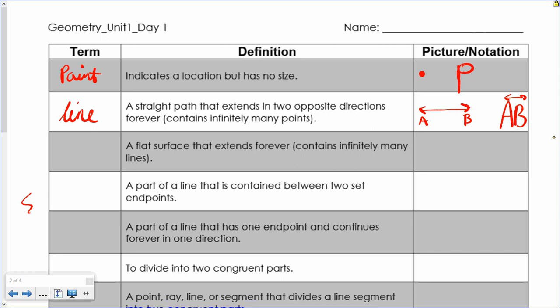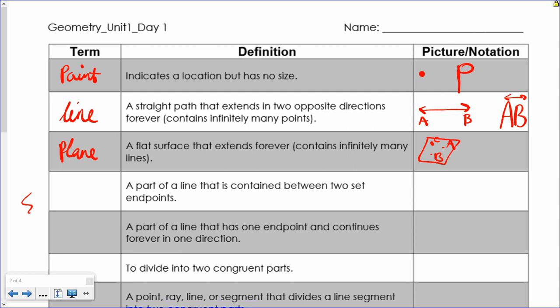Okay. What is a flat surface that extends forever and contains infinitely many lines? That is a plane. Now, a plane is in 3D, so it's going to be really difficult to draw and understand drawings of planes. But the best that I can do is a little slanted rectangle thing. All right. I'm sorry, this is going to be a little bit squished. ABC. A plane has to have at least 3 points.